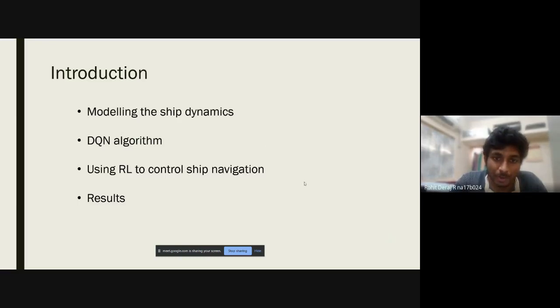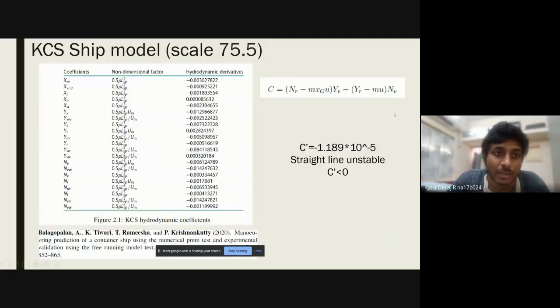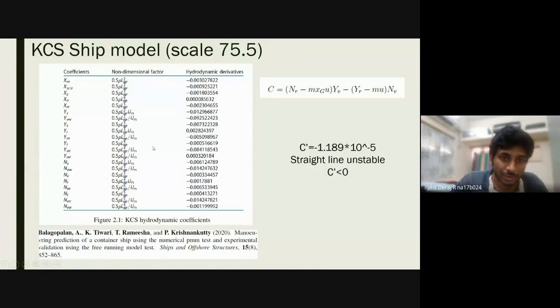For the ship dynamics, I'm using the KCS ship model. I obtained the hydrodynamic coefficients from the paper that I have mentioned here. In that paper, they used a planar motion mechanism to derive the hydrodynamic coefficients for the KCS ship model of scale 75.5. And here are the hydrodynamic coefficients in this table.